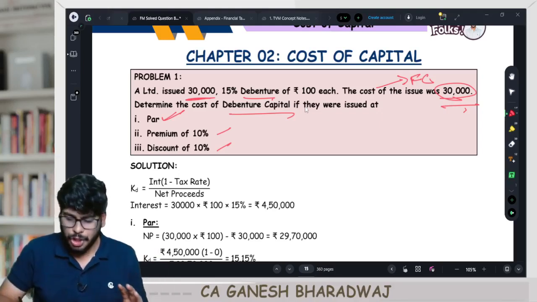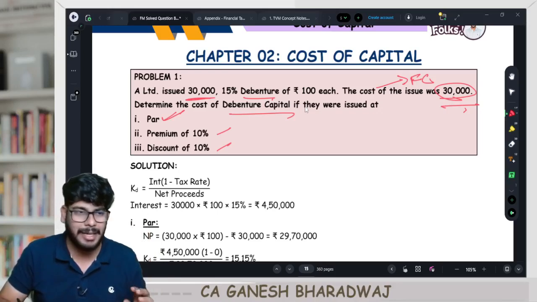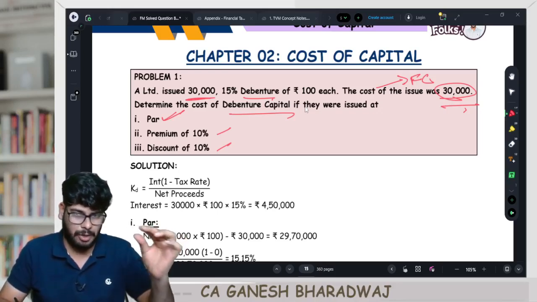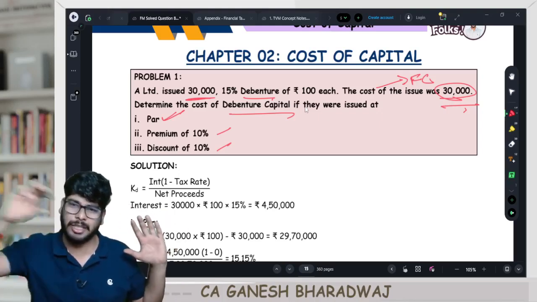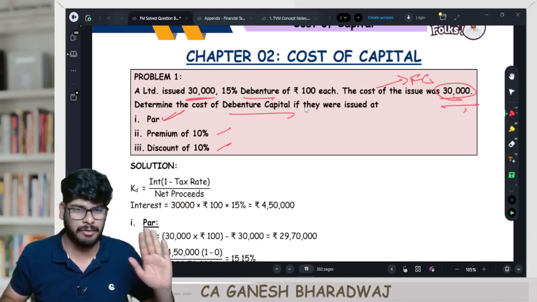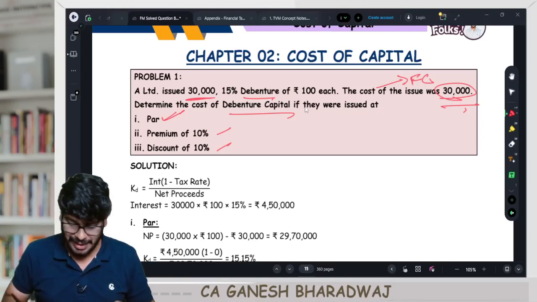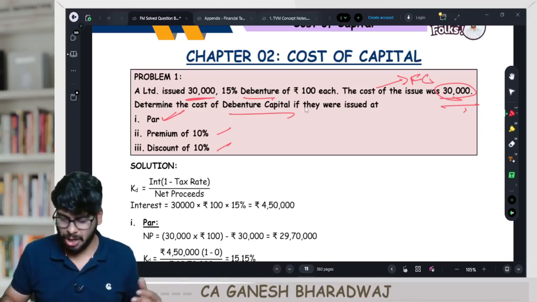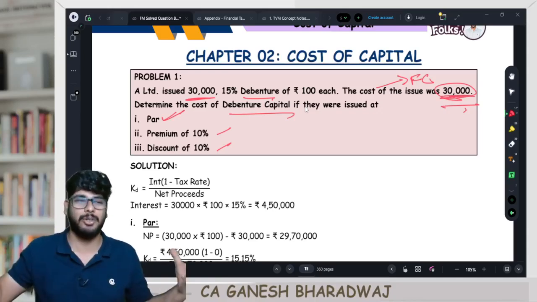Now, you can do the calculations of KD and all these things on a per debenture basis or per share basis. Or you can do the calculation for the entire value also. You can take the total, or do it per share or per debenture, the answer will be the same. Not a problem. In this case, we are doing it on a total basis because flotation cost is not given on a per debenture level. It is given in total.